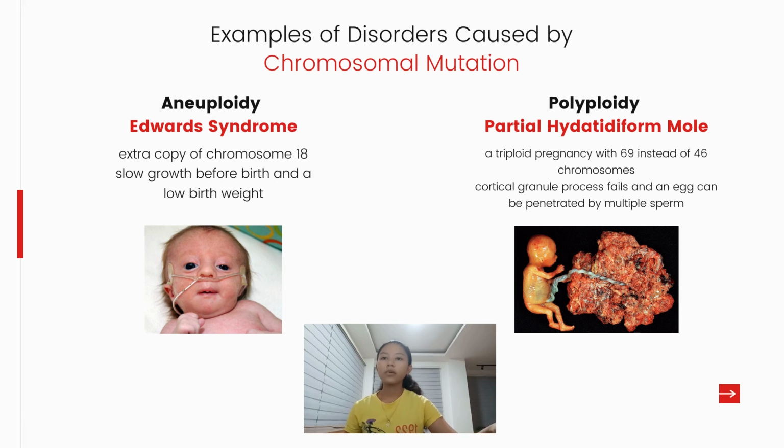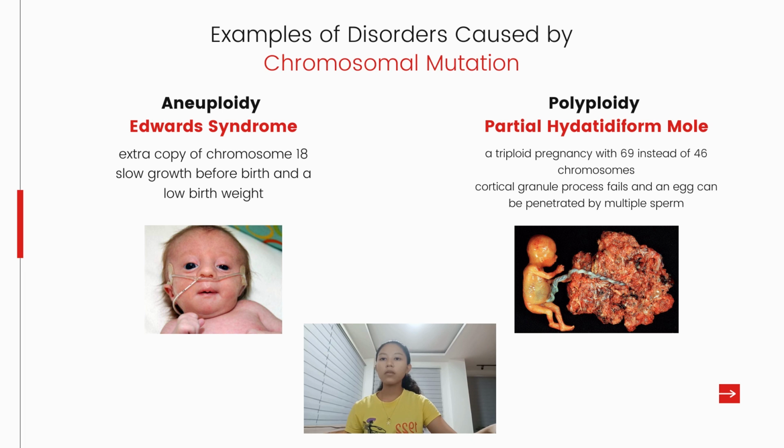For aneuploidy, we have Edwards syndrome. There is an extra copy of chromosome 18. Trisomy 18, also called Edwards syndrome, is a chromosomal condition associated with abnormalities in many parts of the body. Individuals with trisomy 18 often have slow growth before birth, or intrauterine growth retardation, and a low birth weight. Affected individuals may have heart defects and abnormalities of other organs that develop before birth.